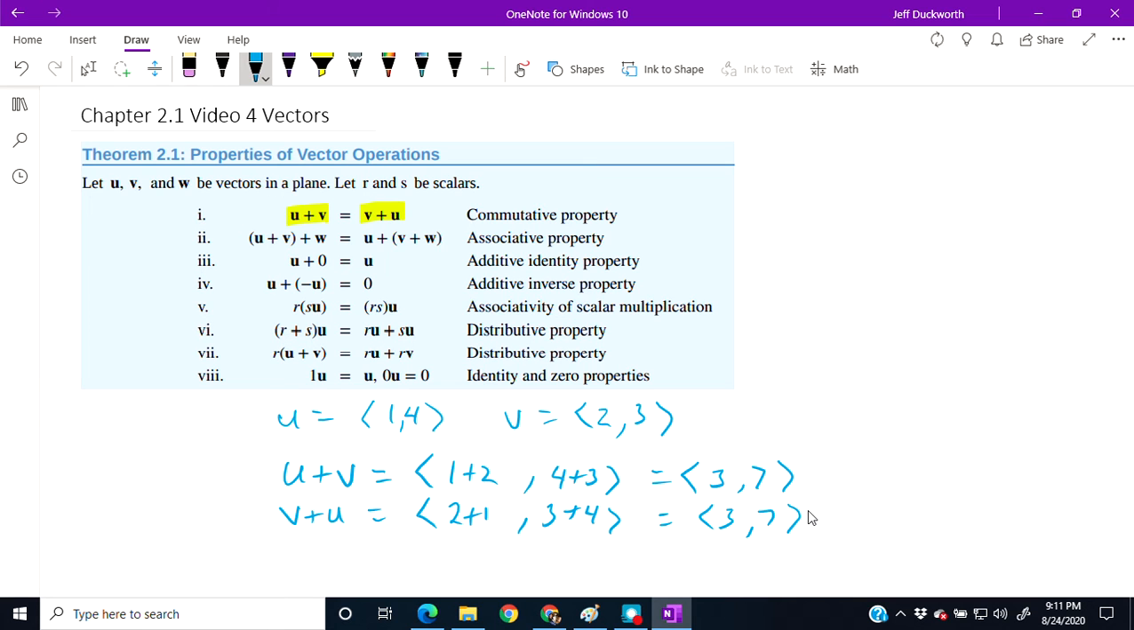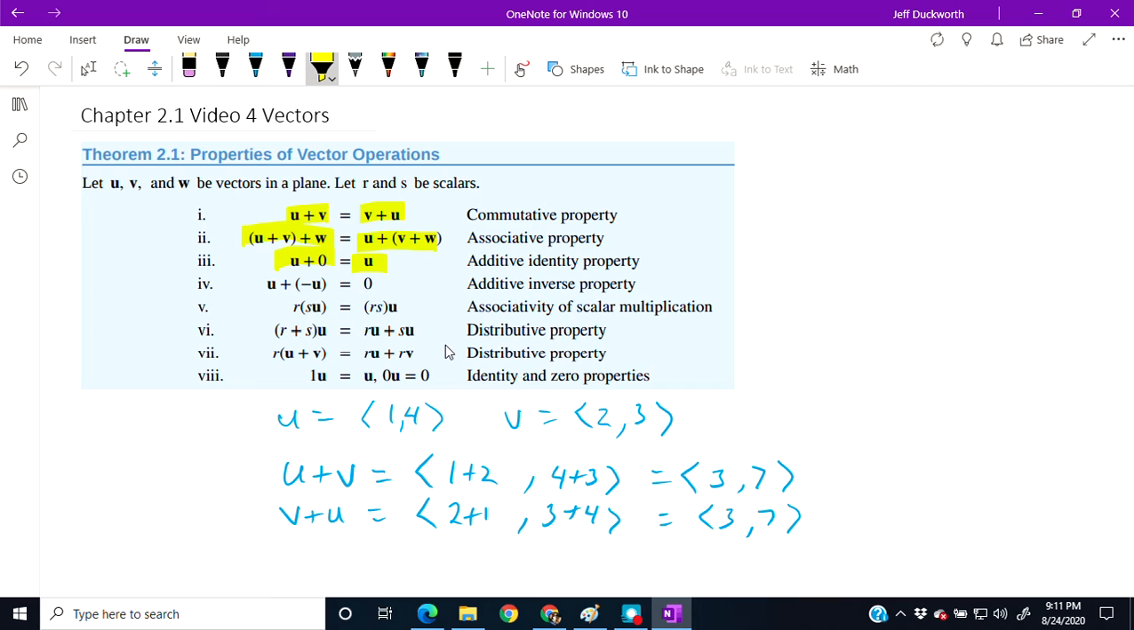And the associative property is going to work as well. It doesn't matter the order with which we add, because again, we're adding component-wise, so it's going to be all of the same values and all the same properties that algebra has. 0 is going to be our identity. So if we're adding 0 to a vector, we're not changing anything. This property here.